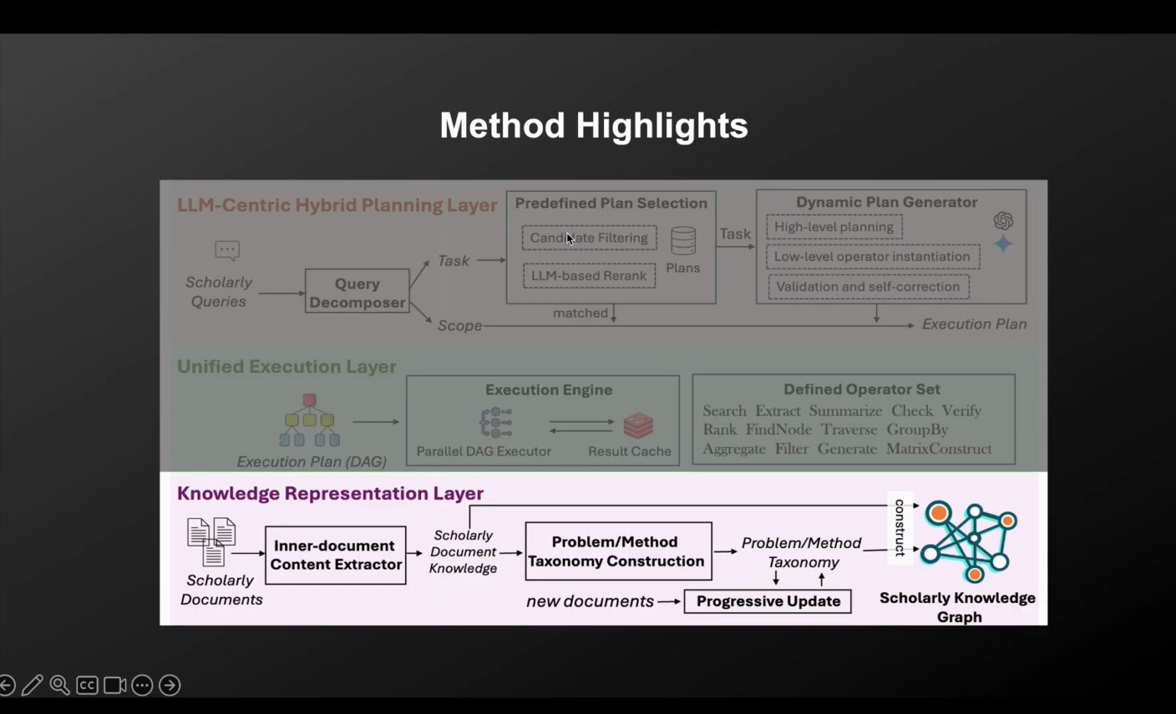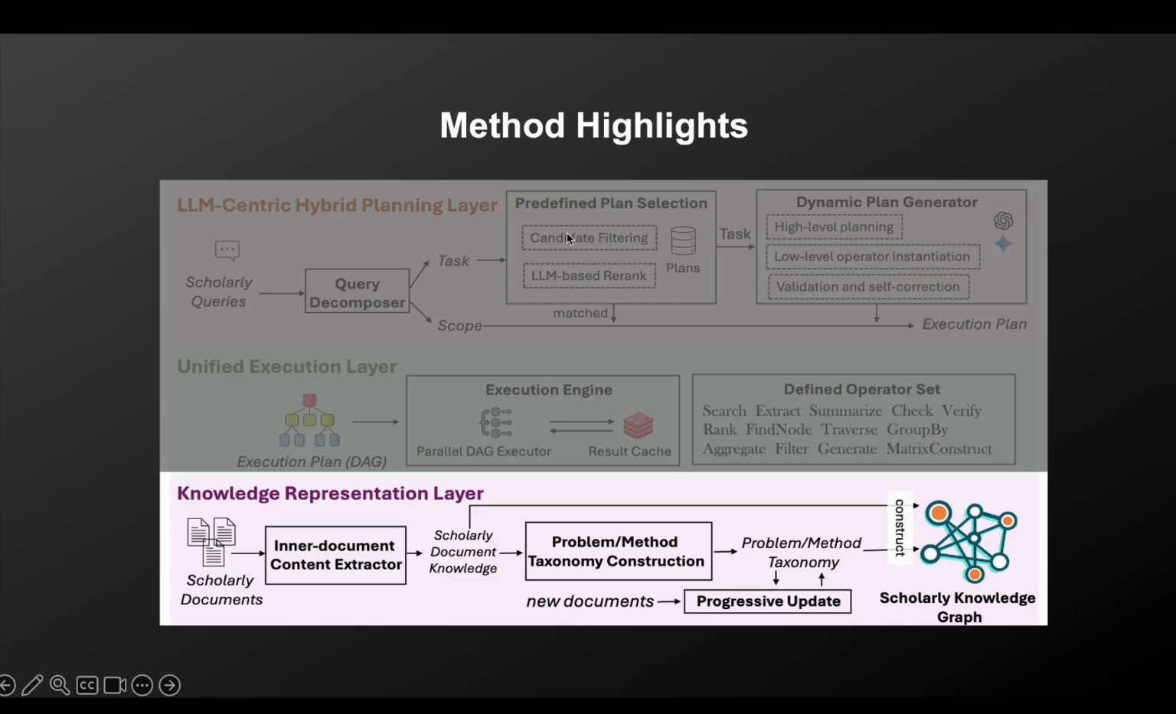Now let me move to the method, starting with the storage layer, or the knowledge representation layer. The key idea is to transform the scholarly corpus into a taxonomy-anchored knowledge graph. At the document level, the graph preserves fine-grained structure, including papers, sections, tables, datasets, baselines, and so on.